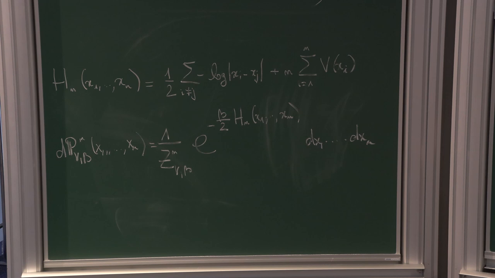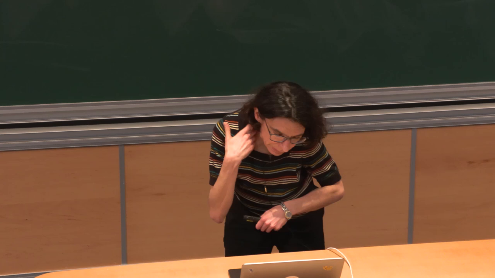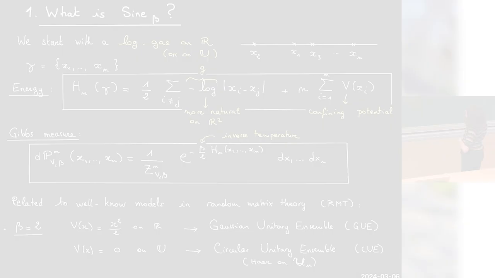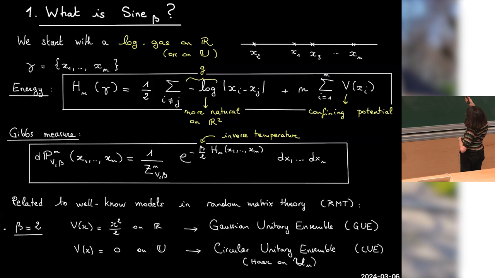This log repulsion in dimension one may look not very natural. So the log interaction would be more natural in dimension two, because it's just the electrostatic repulsion, and it's also, of course, the fundamental solution of the Poisson equation. But it's natural in the sense that it's associated to very popular and very basic random matrix ensembles.